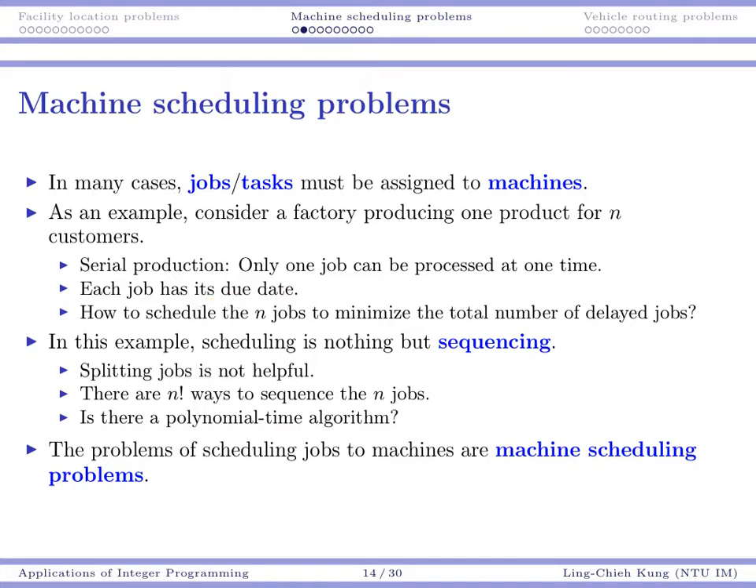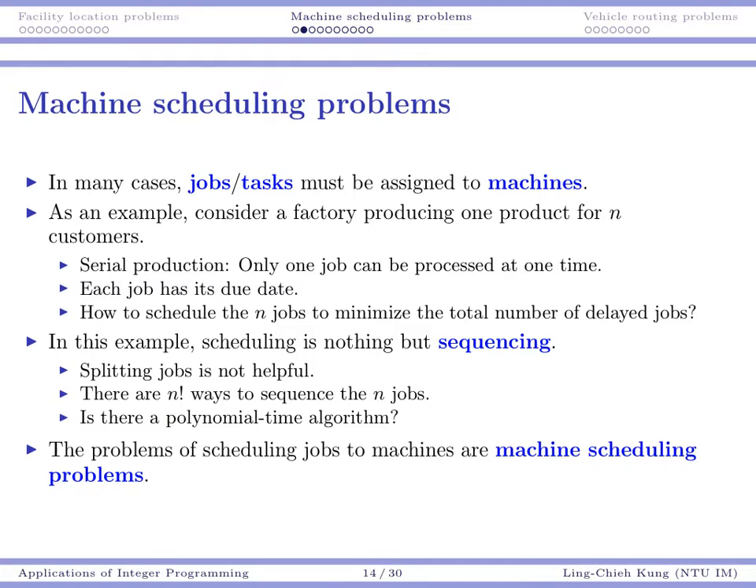Each job has its due date, and for each job there is a certain amount of time that you need to pay on that machine so that you can finish that job. Then your question would be, for example, how to schedule these n jobs to minimize the total number of delayed jobs. If you have too many jobs and the due dates are too close to today, then probably you cannot finish all those jobs by their due dates. Then some jobs get delayed, and you want to minimize the total number of delayed jobs. So that's just one kind of example.